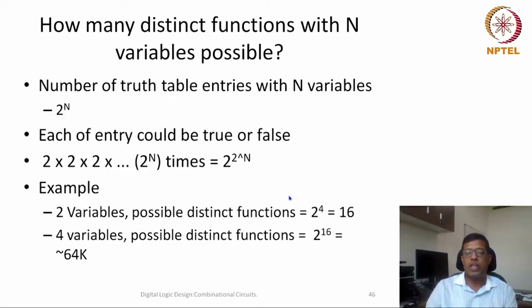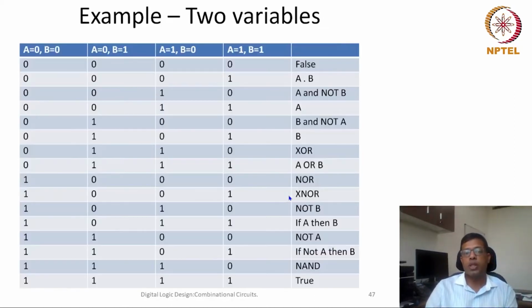Now I'll try to write all possible truth tables. How many entries would there be if the number of variables is 2? Truth table entries would be 4. One entry corresponds to a equal to 0, b equal to 0. Another entry corresponds to a equal to 0, b equal to 1. Similarly, a equal to 1, b equal to 0, and a equal to 1, b equal to 1. So there are four entries in my truth table.